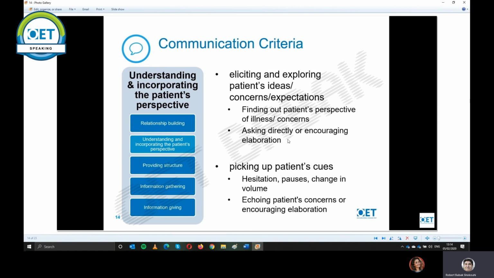Most of the time, the patient comes to you and says, "Well, doctor, I've had a sore throat for 2 days, and this sore throat doesn't get any better with painkillers. And so I was thinking maybe I should need some antibiotics." So what is the patient's idea, concern, or expectation?